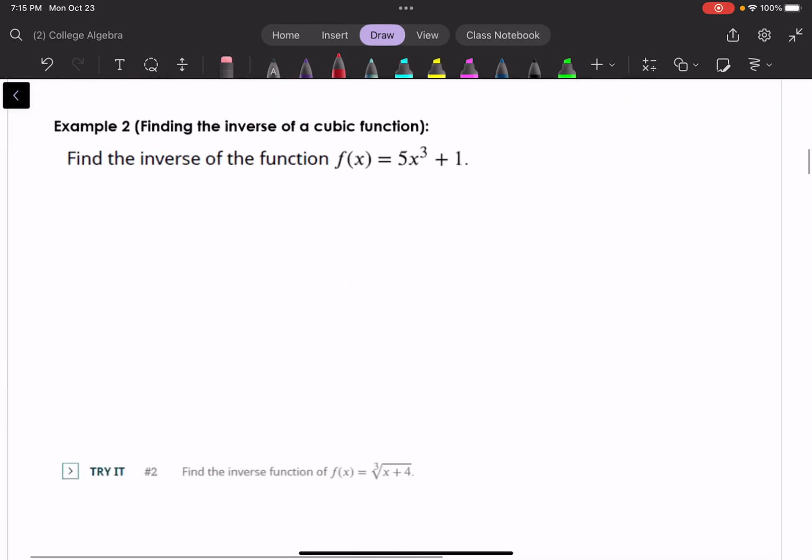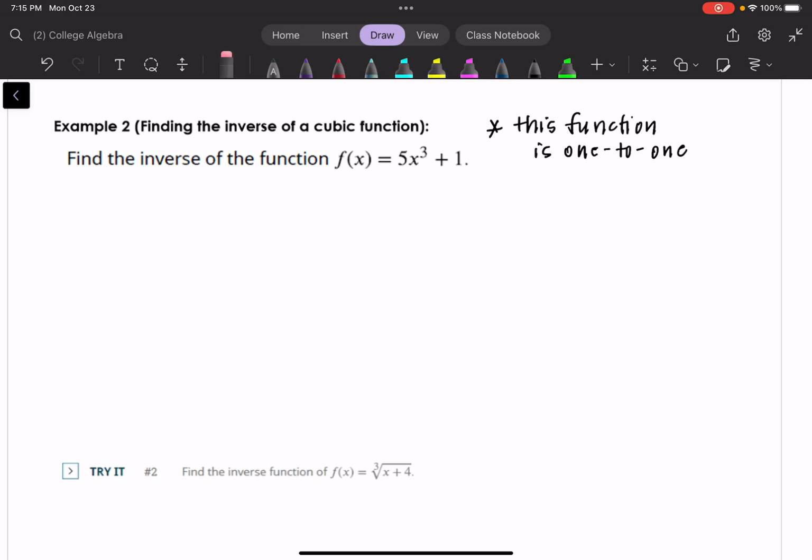Example number 2 is finding the inverse of a cubic function. We know that we can find the inverse of this function without restricting the domain because, recall from our toolkit functions, this function is based off of the cubic parent function, which is always one-to-one, which remember is a necessary requirement for a function to have an inverse. So we already know that, so we don't need to restrict the domain.